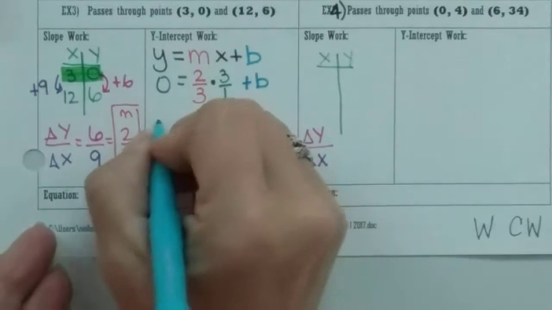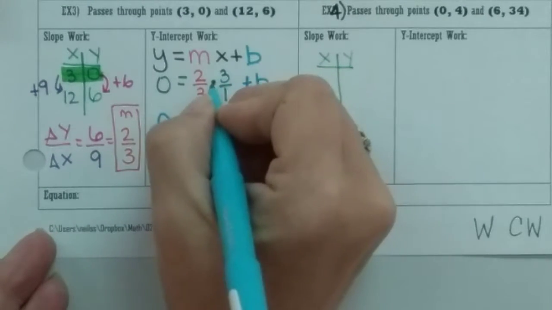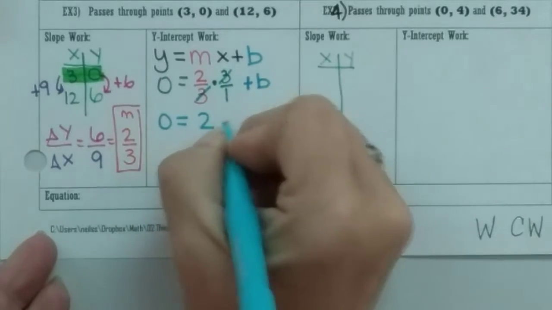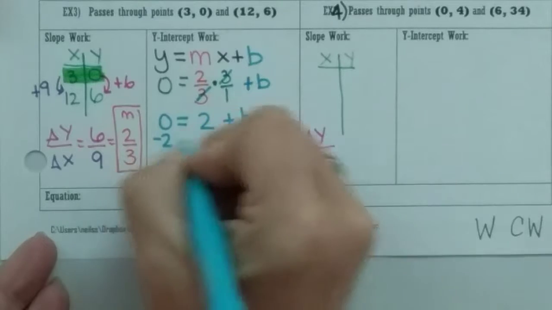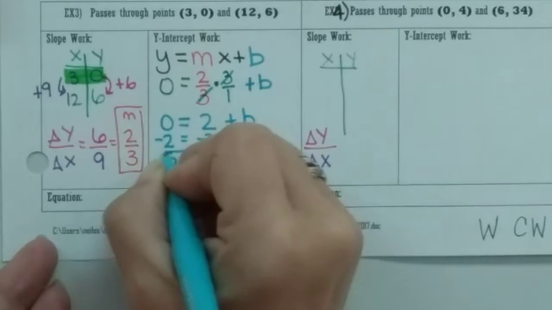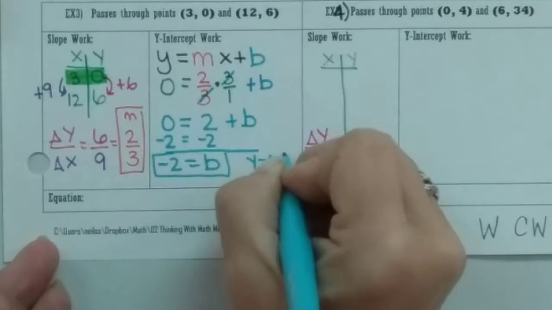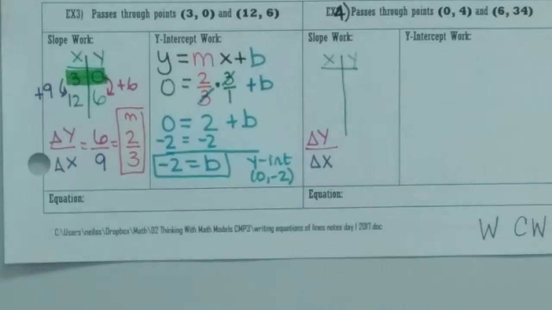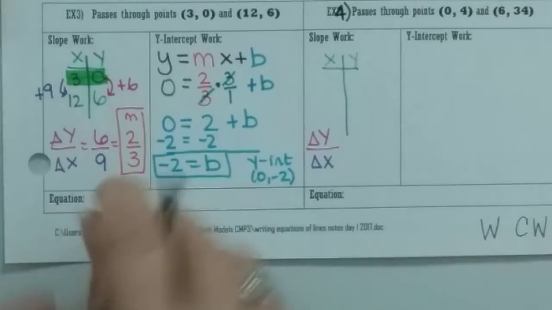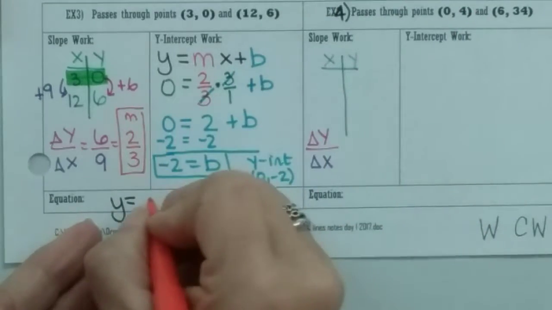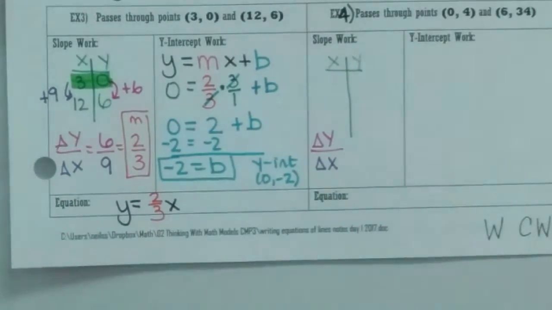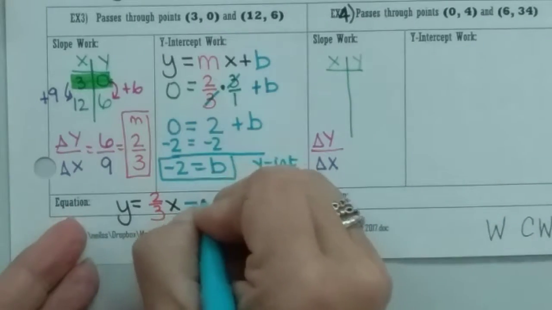So let's go ahead and simplify, bring down that 0. I can see that I would have a 3 over 3, which cancels. So I'm left with just 2 plus b. Subtract 2 from both sides. Negative 2 is equal to the b. So our y-intercept is 0, negative 2. And we can write our equation. Through the point 3, 0 and 12, 6, we have the equation y equals 2/3 x. And since our b value is a negative 2, we will just write minus 2.